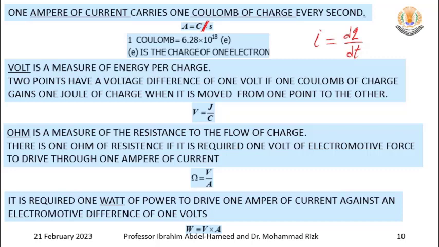Volt is a measure of energy per charge, or work done per unit charge. Work done means joule, per unit charge means coulomb, so volt means joule per coulomb. We'll explain more later. Ohm is a unit of resistance, which is voltage over current. And power is the product of voltage and current, so it is VI, volt ampere. Clear?